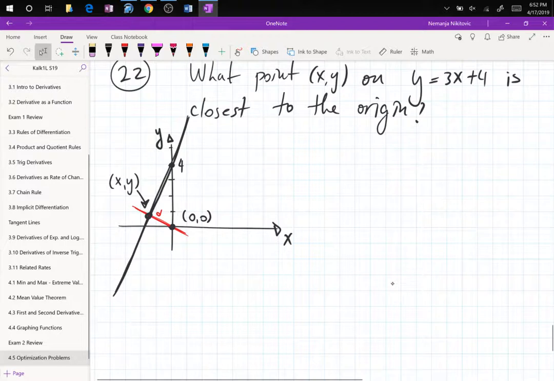Would something like this be even remotely important in designing a GPS, let's say? Of course it would, right? So what do we have? Well, we clearly have a constraint equation, y equals 3x plus 4. That's already given to us, right? The constraint is that you can say y minus 3x equals 4. Whatever, so that's already given.